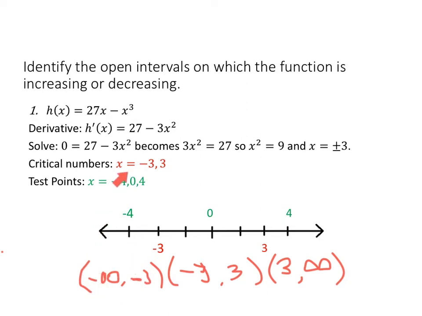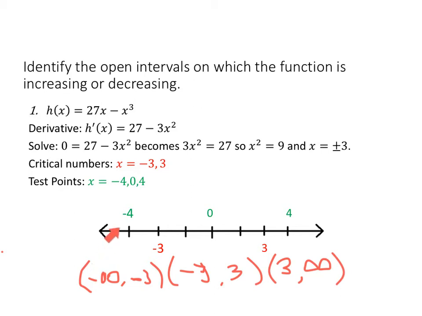Why? Well, I know the derivative is only 0 at -3 and +3. That means it can't change sign. It can't be between positive and negative in this interval. It has to go through 0 to change from positive to negative. So it has to be only one sign, either positive or negative, in each region. So that's why these test points, one value will work for the entire interval.